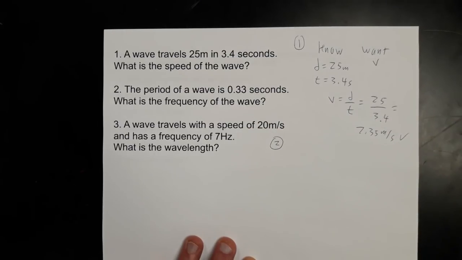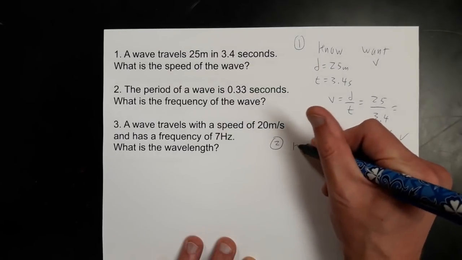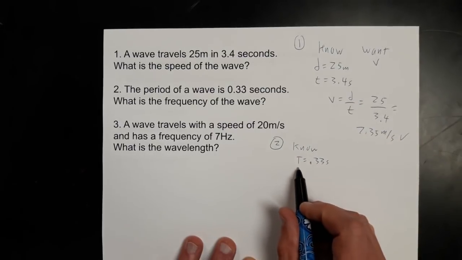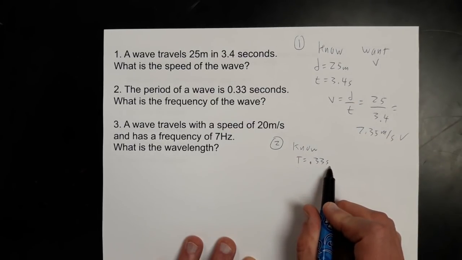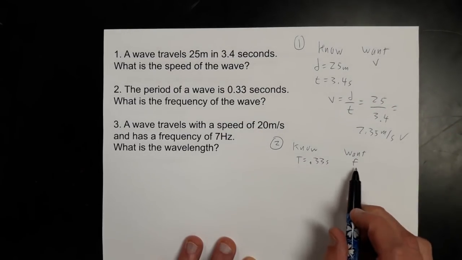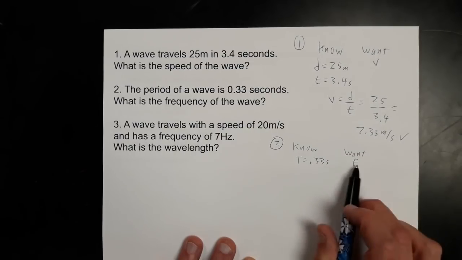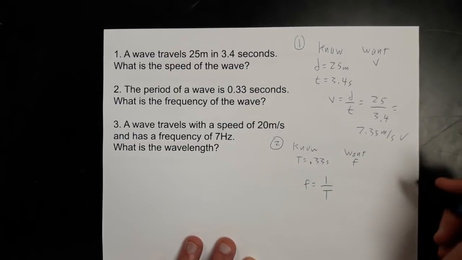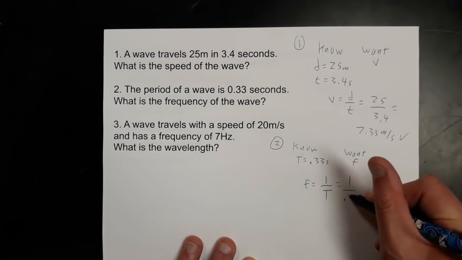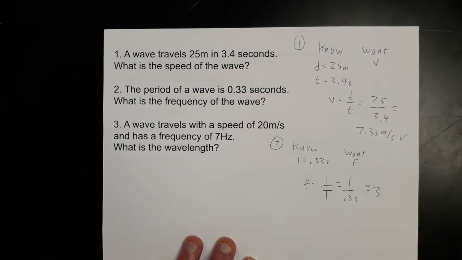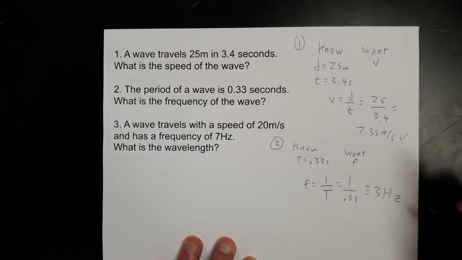Number 2, period of a wave is 0.33 seconds, so I know period equals 0.33 seconds. T is the symbol for period, the units are S for seconds, and I want to know the frequency of the wave, so I want F for frequency. Is there an equation that relates F and T? Absolutely. F is 1 divided by the period, and if you plug 0.33 in here, 1 over 0.33, that'll give you approximately 3. And what's the unit for frequency? Oh, it always hurts if you forget it. It's hertz.